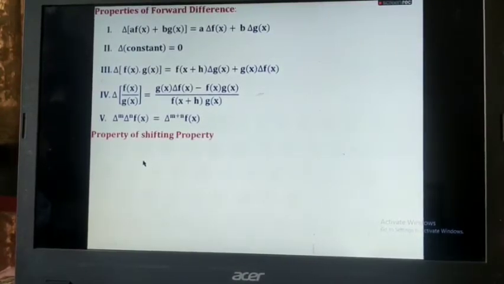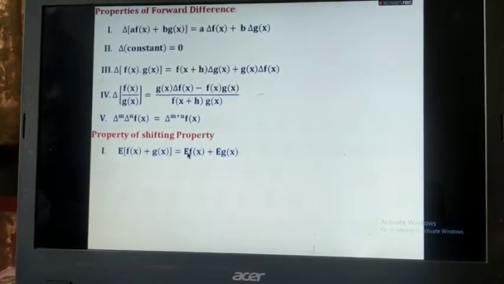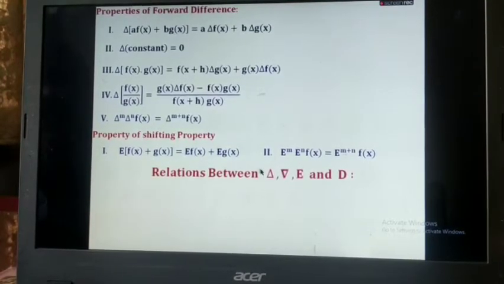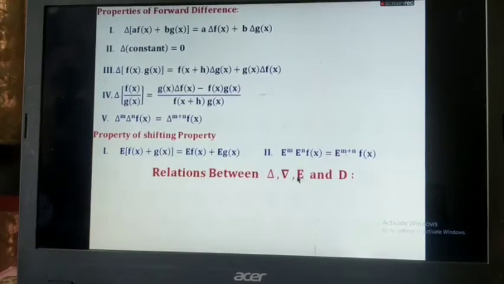Now the properties of shifting, or you can say the linear shifting property: E of f of x plus g of x is directly E of f of x plus E of g of x. It can be minus also. Then E raised to m into E raised to n f of x is E raised to m plus n f of x. Similarly, we have some relations between delta, del, E and D. Delta has its particular definition, del has its particular definition, E has its particular definition, and this D means differentiation.